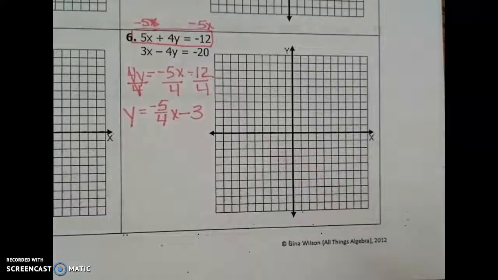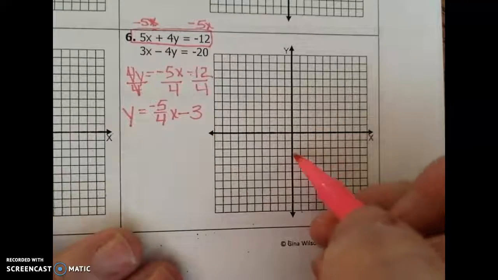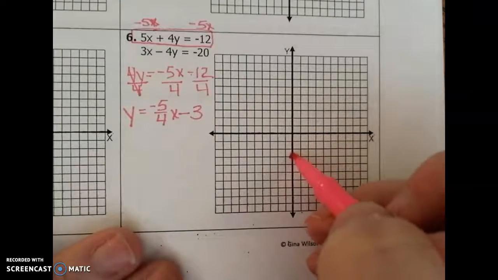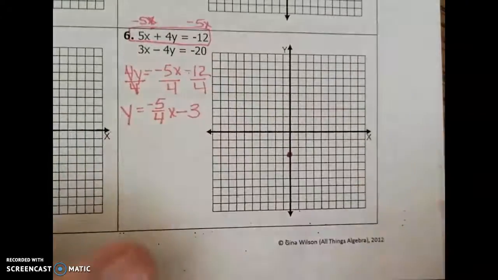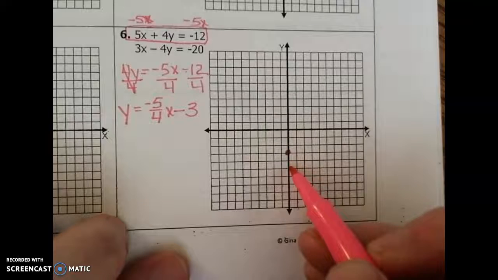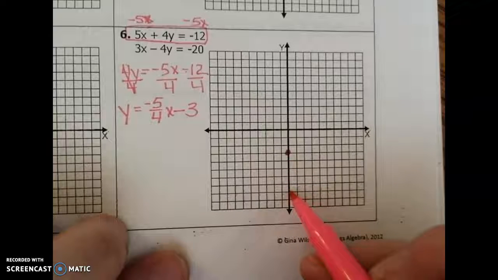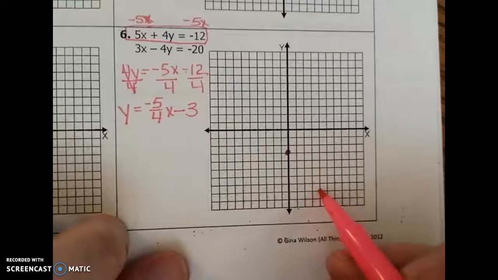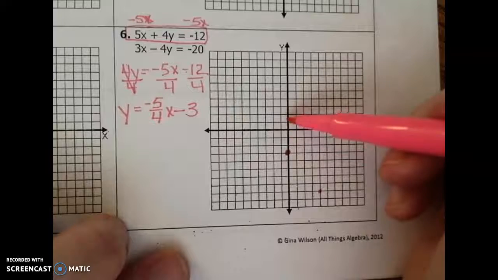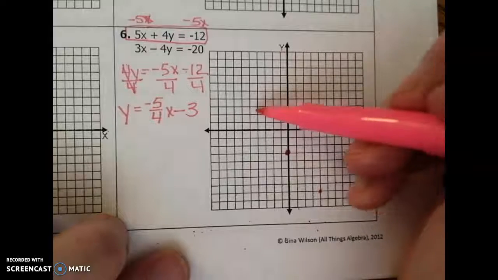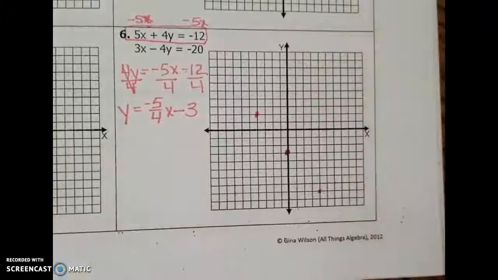So I'll go ahead and graph this one. My y-intercept is negative 3. Go down to negative 3. My slope is down 5, right 4. So down 5, 1, 2, 3, 4, 5, right 4. 1, 2, 3, 4. I don't have room to do it again, so instead of down and right, I'll go up and left. 1, 2, 3, 4, 5. 1, 2, 3, 4. Okay, that should be enough for me to make a nice straight line.